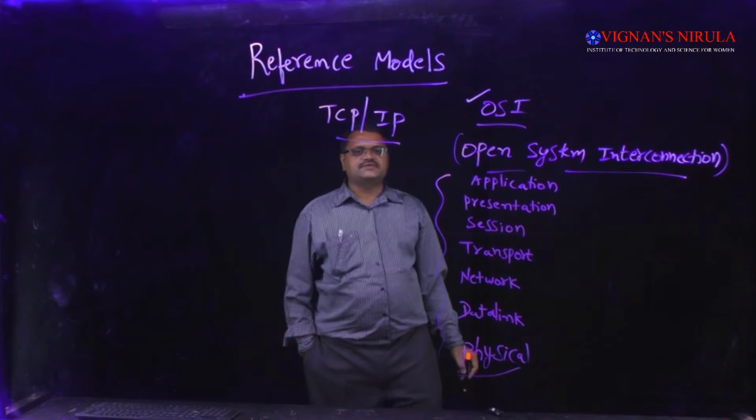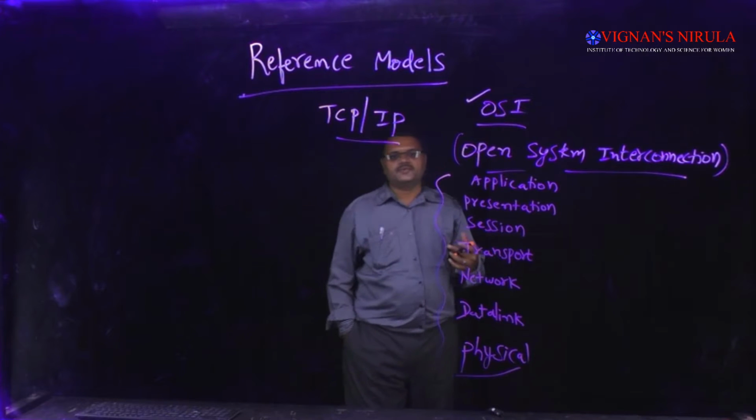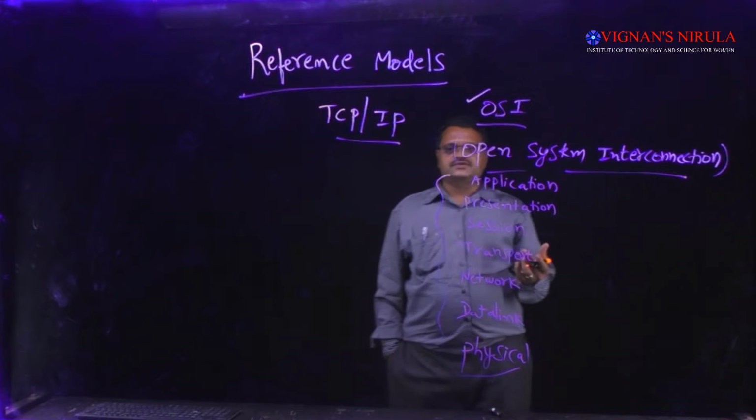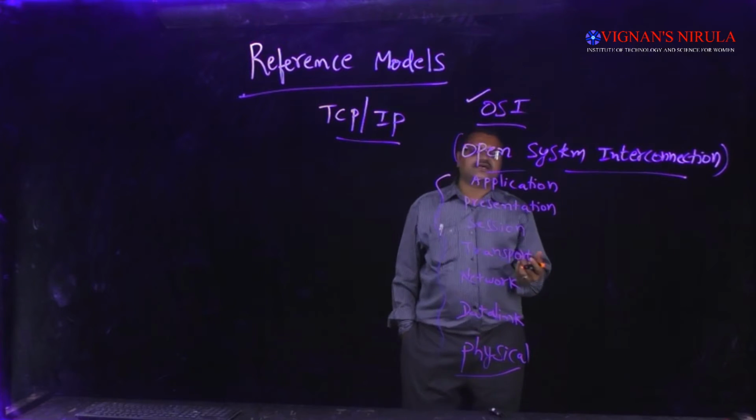So what is this physical layer? The physical layer consists of transmission of bits, using zeros and ones. For transmission of bits we will use this physical layer.